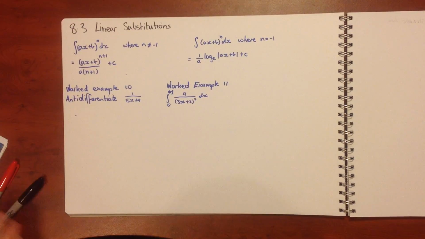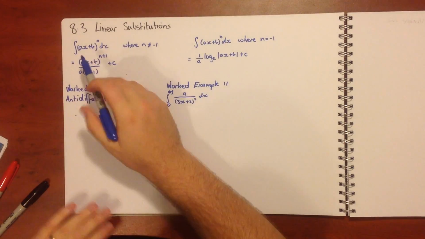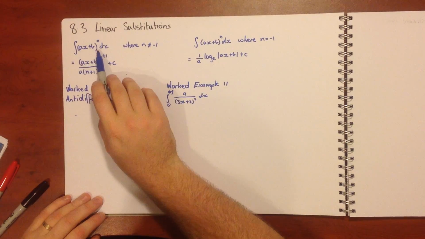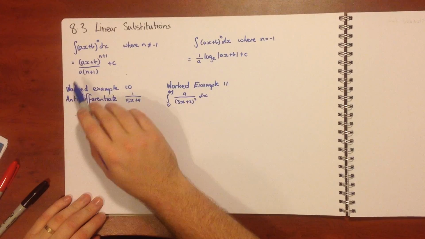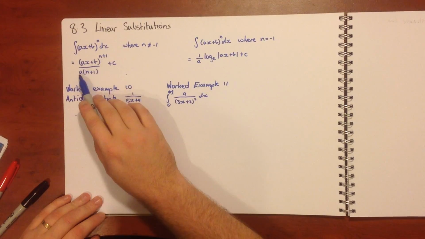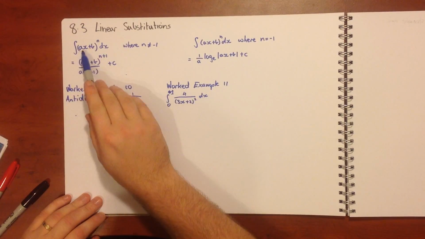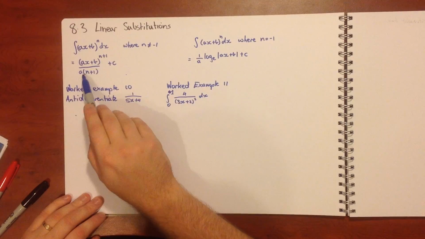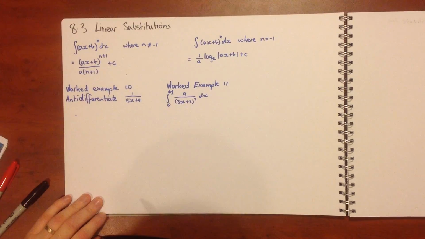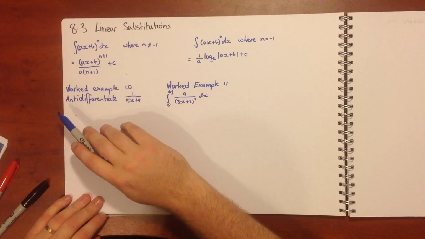Okay? And our results are, if we integrate ax plus b to the power of n with respect to x, then it simply becomes ax plus b to the power of n plus 1 divided by a times n plus 1 plus our c. So the coefficient of our x also comes down and multiplies by our n plus 1. Now this only works when n does not equal negative 1.